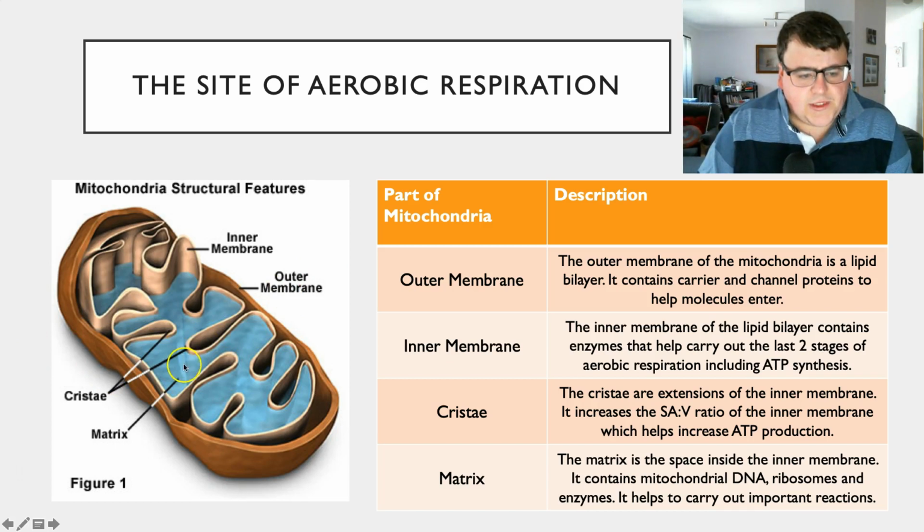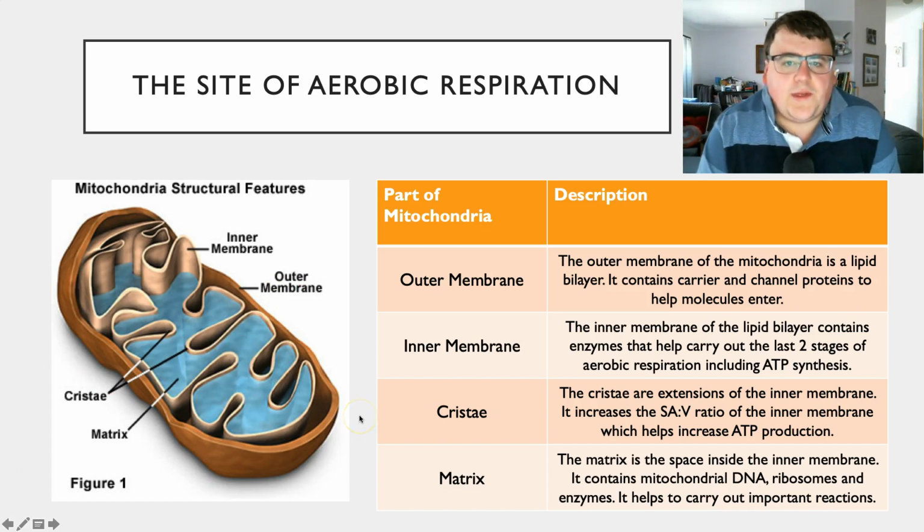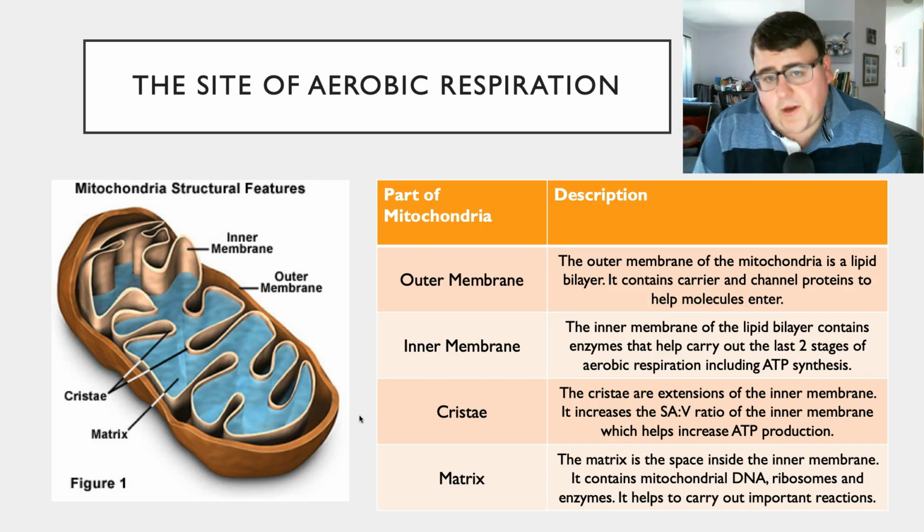We also have the matrix, which is the blue part in the diagram here, which is basically the space inside the inner membrane. And the whole point of this is that it contains mitochondrial DNA, ribosomes, and enzymes, and most of our important chemical reactions are actually going to take place inside of that matrix.